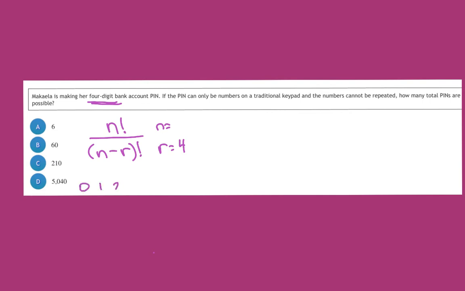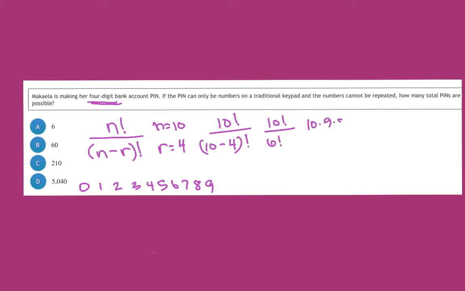And a regular keypad has the numbers 0, 1, 2, 3, 4, 5, 6, 7, 8, and 9. Altogether, that's 10 numbers. So we have 10 factorial over 10 minus 4 factorial, which is 10 factorial over 6 factorial. So factorial means to take all these numbers and multiply them beside each other.